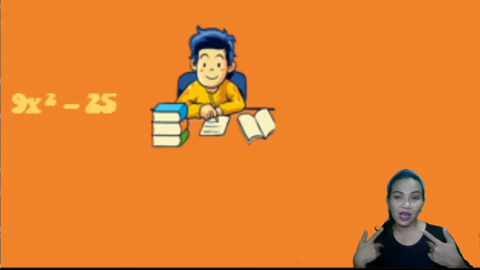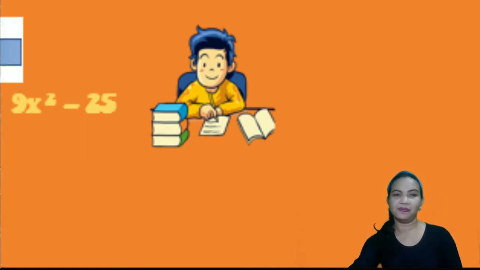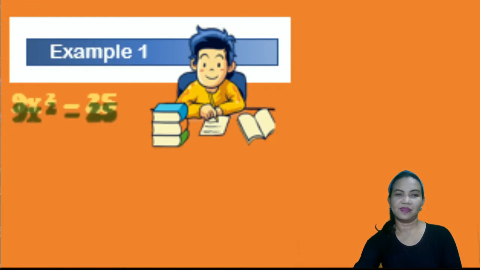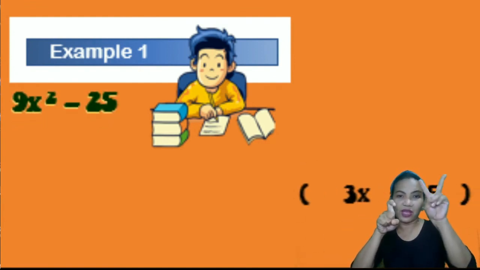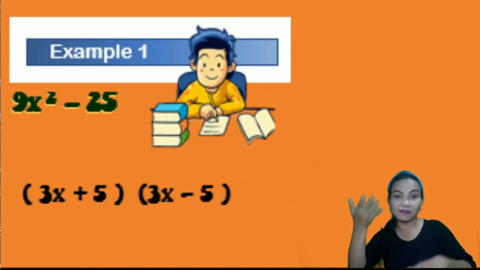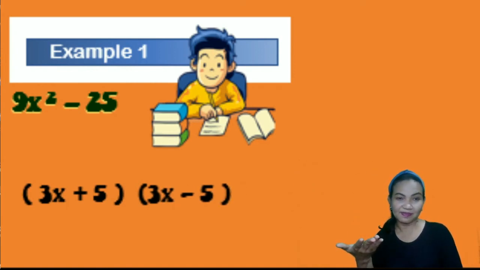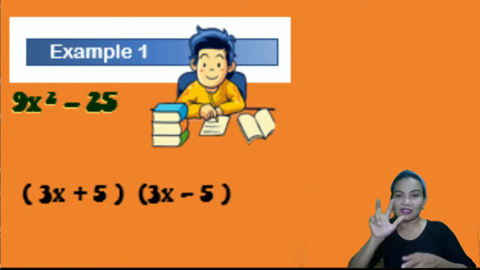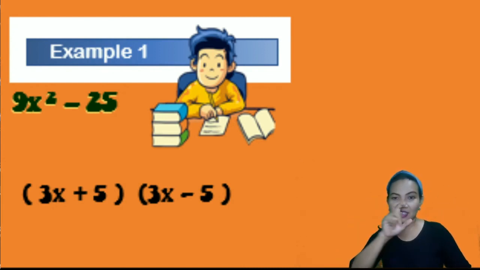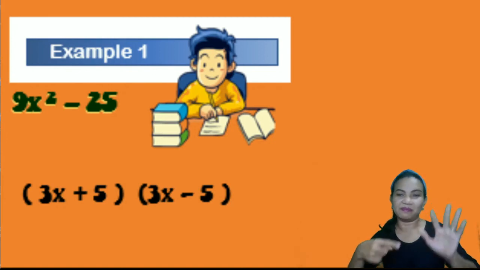So let us have now some examples. Example 1. 9x squared minus 25. When we factor it, we have 3x plus 5 and 3x minus 5.